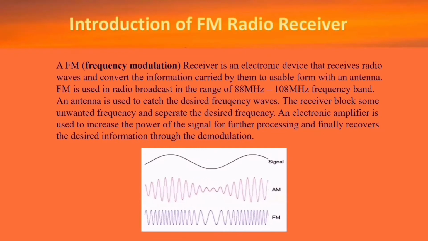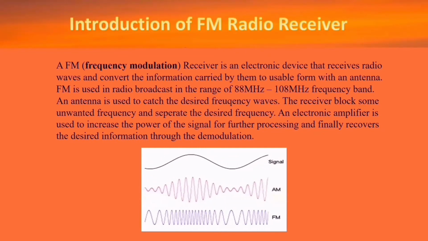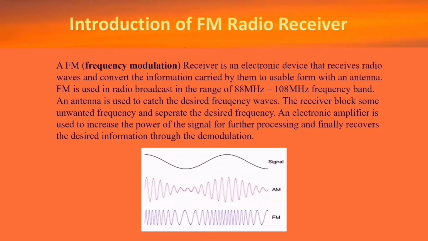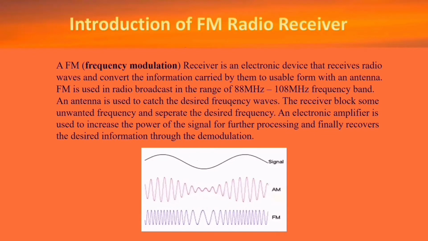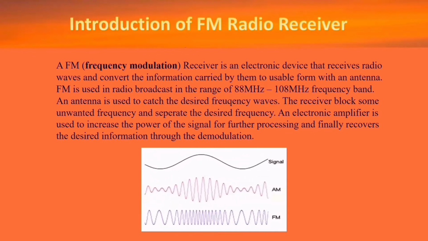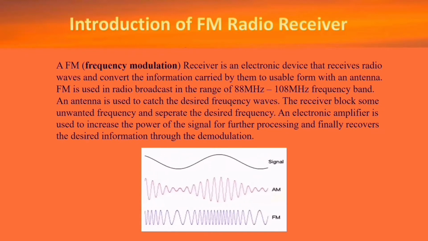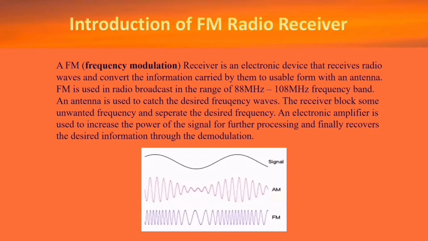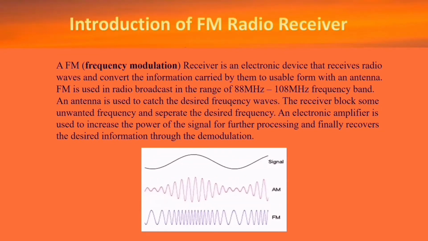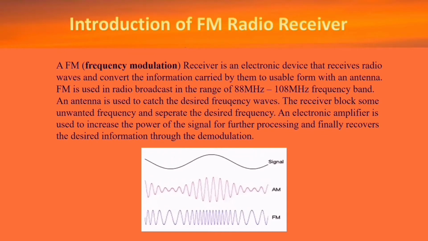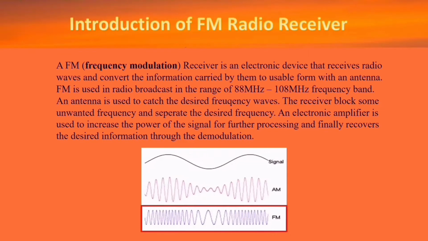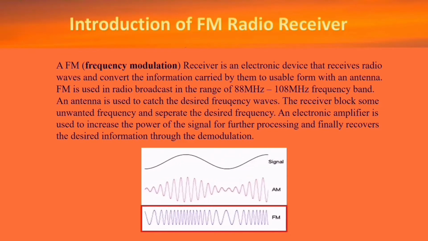Introduction. An FM receiver is an electronic device that receives radio waves and converts the information carried by them to usable form via an antenna. Normally, FM broadcasts start at 88 MHz and end at 108 MHz. The antenna is used to catch the desired frequency and the receiver blocks the unwanted frequency. An electronic amplifier is used to increase the power of the signal and finally recover the desired information through the demodulation process. So here is the frequency modulation wavelength.